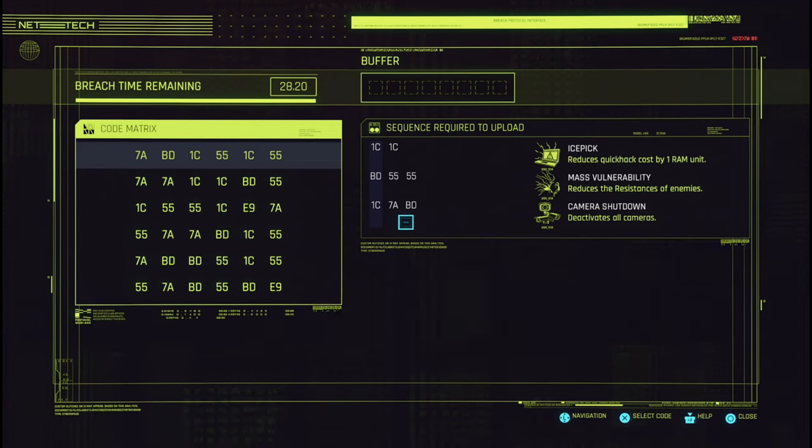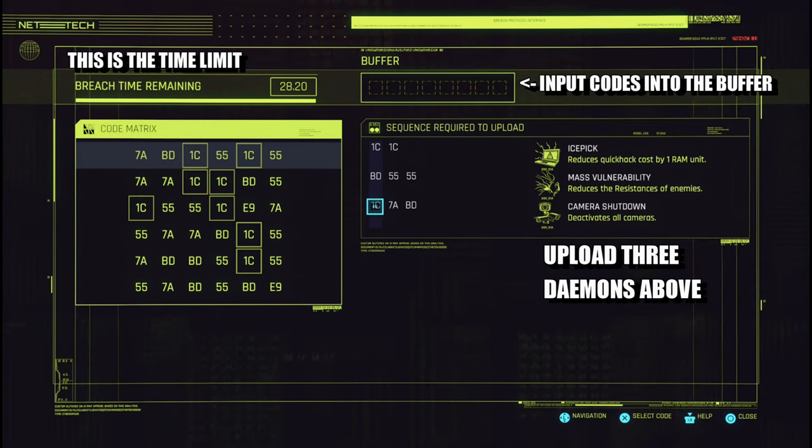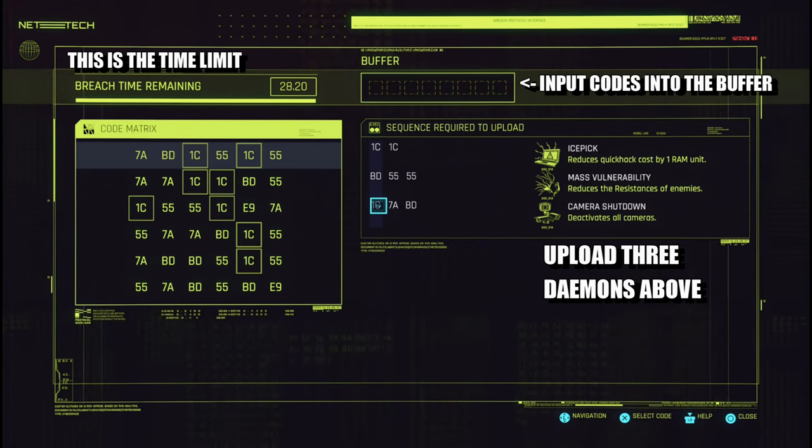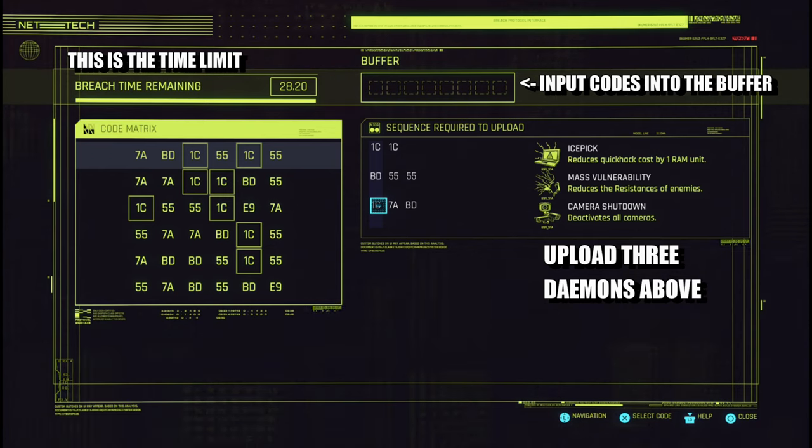It's very hard and difficult to do because you haven't got much time. So what do you need to do? You need to upload three daemons or diamonds to get the trophy, and they're on the far right of this breach protocol. You need to input the code into the buffer within the time limit, and the time limit for me was 28.20 seconds.